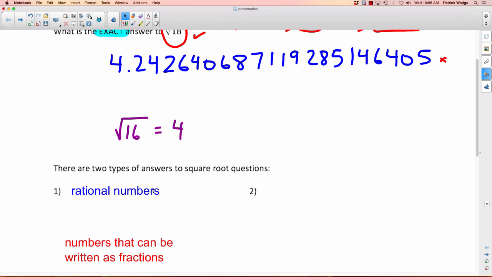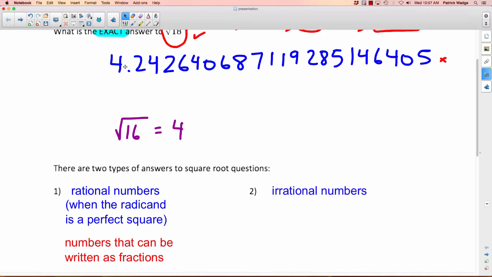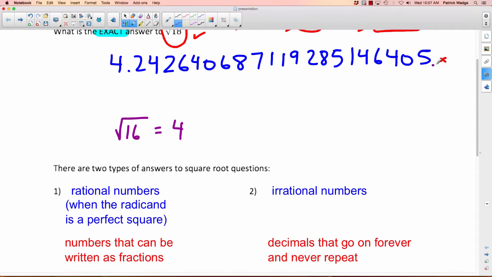When are you going to get these rational numbers as your answers? You're going to get an answer like this, a rational number, when the radicand, the number in here, is a perfect square. If it's a perfect square, you're going to end up with a whole number or a rational number. Now, the other type of answer you're going to get are irrational numbers. That's like this 4.2426406 and so on, and remember it goes on and on forever. So irrational numbers are decimals that go on forever and never repeat.